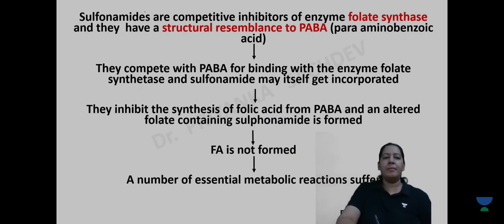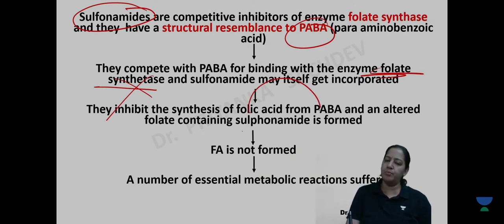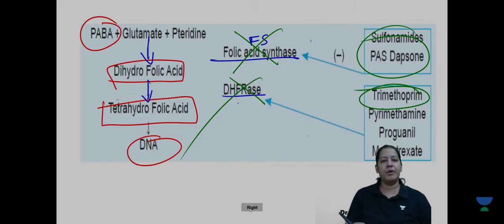So basically, sulfonamides are competitive inhibitors of PABA. Right? They are inhibiting the enzyme folate synthetase. The folate synthetase enzyme is inhibited, and they inhibit the conversion of PABA to folic acid. Right? And folic acid is not formed, so DNA is not formed. Give me a thumbs up. Come on, have you got it? Shall I come to the adverse reaction? We are done with mechanism of action. Do you have any doubt in this?